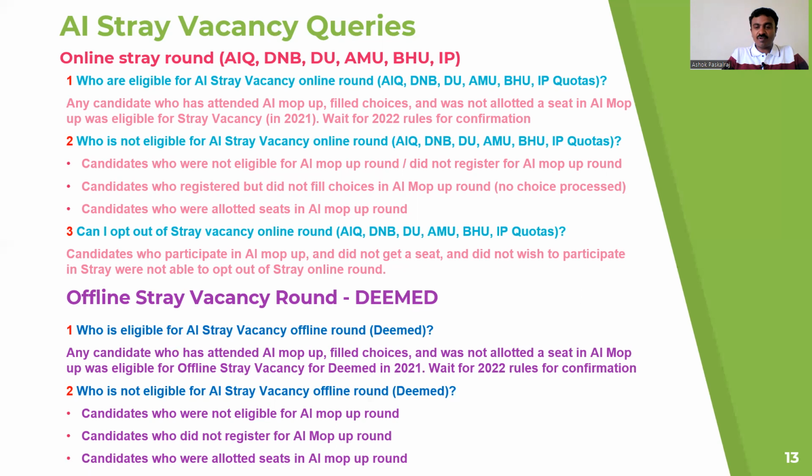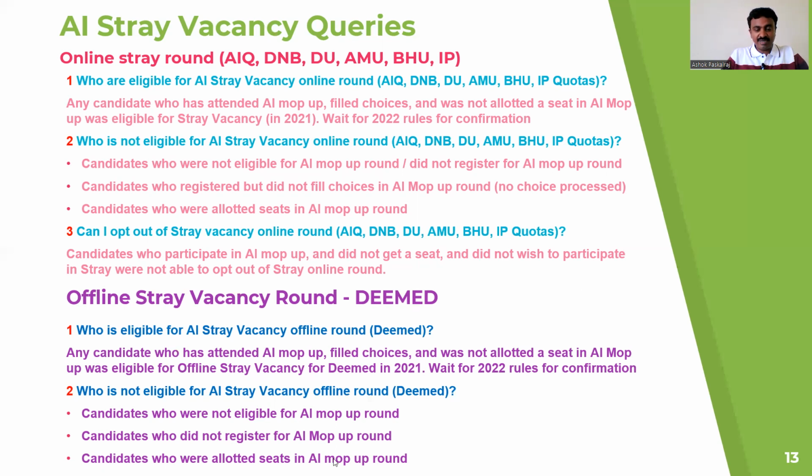Who is not eligible for the All India stray vacancy round? Candidates who are not eligible for the All India Mop-up round, like they couldn't attend because they are AIQ R2 joined or state R2 joined, and who did not register for All India Mop-up at all, they are not eligible. Candidates who are allotted seats in All India Mop-up round, even if those candidates did not join the seat, it doesn't matter. Once allotted, you're out of the stray round.